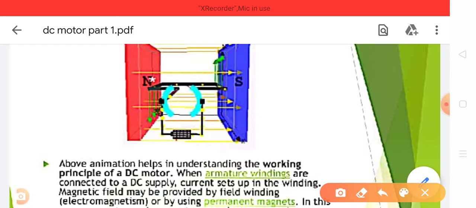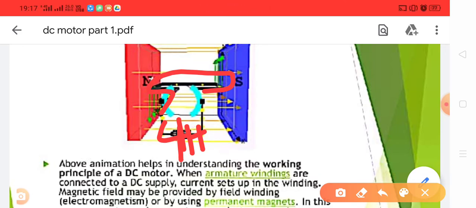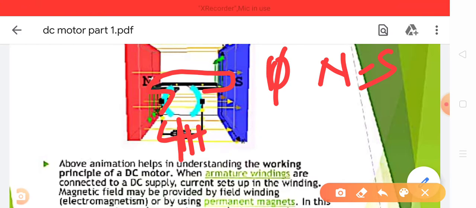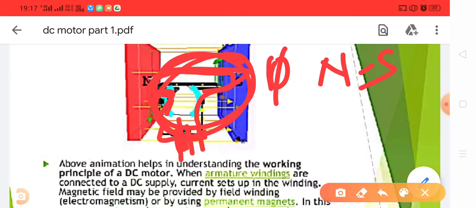Here you can give one supply using a DC supply. By giving the DC supply, there will be current flowing in the coil. If you look at the coil, some current is flowing in it. So one flux is from north to south, which is due to the field winding, and whenever we give the supply to the conductor, there will also be some current flowing in the conductor. Based on this current also, in this circle you have a magnetic flux effect.